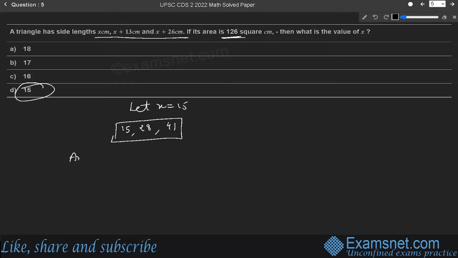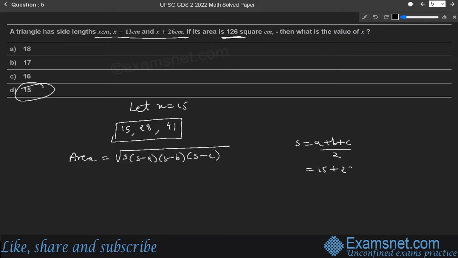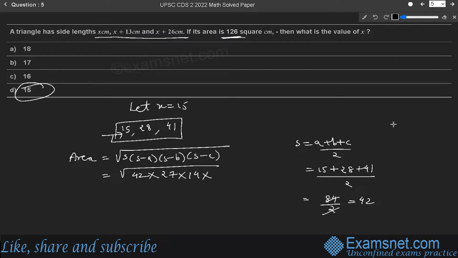We know that the area of a triangle is given by under root of s into s minus a, s minus b and s minus c, where s is the semi-perimeter. S is given by a plus b plus c by 2. The value of a plus b plus c is 15 plus 28 plus 41, divided by 2. This will be equal to 84 by 2, so the value of s is 42. Now let us put here under root of 42 into s minus a, meaning 42 minus 15, which gives 27. Then 42 minus 28 is 14 and 42 minus 41 is 1.